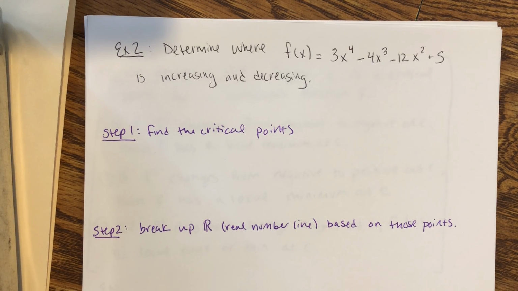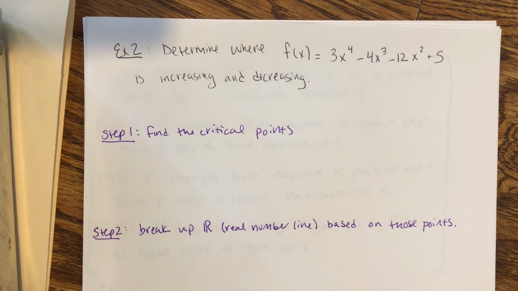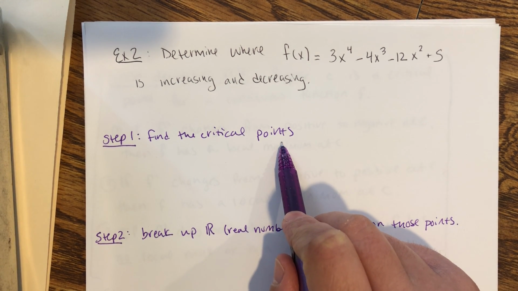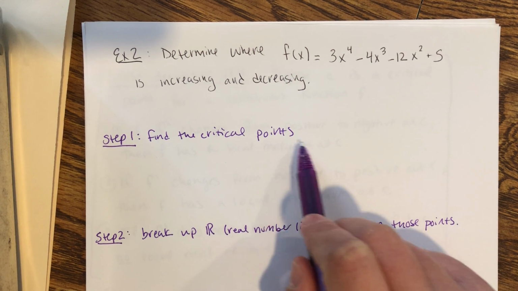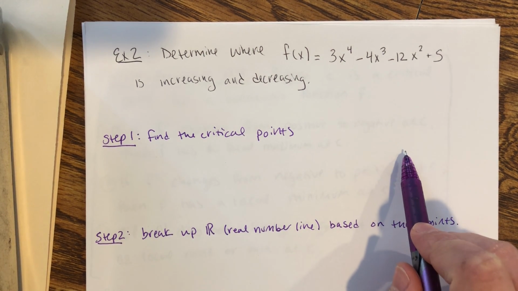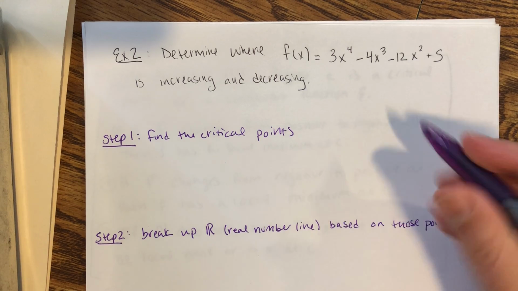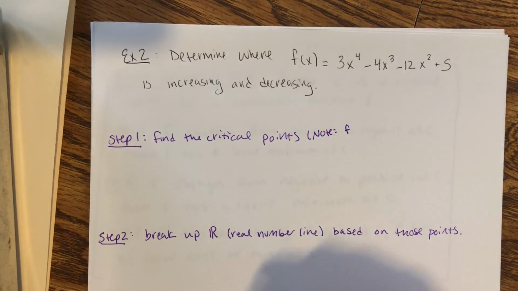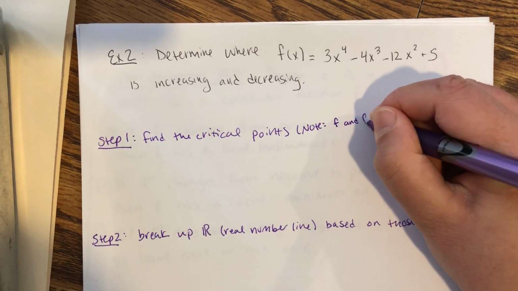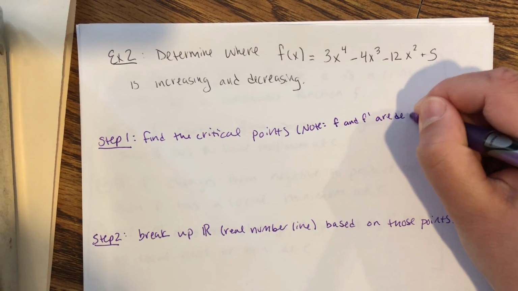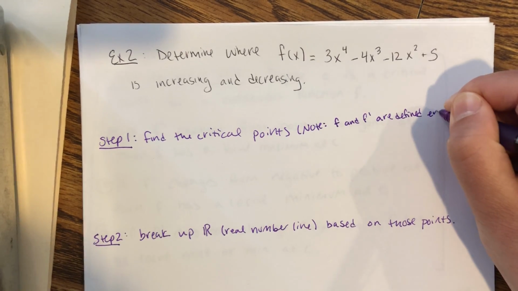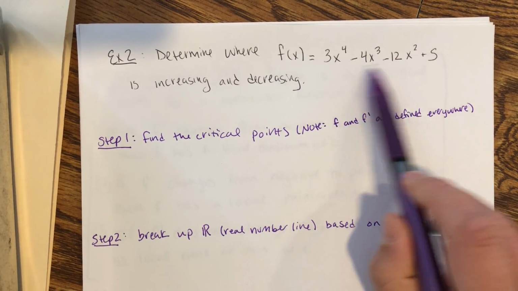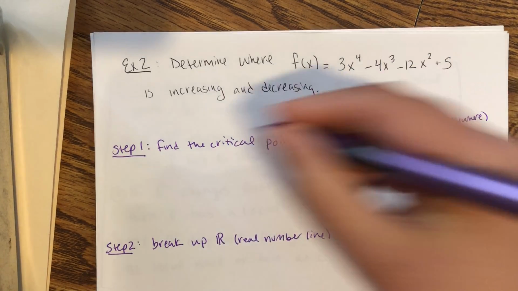So the first thing that we're going to want to do is find the critical points. Now remember, in general, the critical points are the places where the derivative is either equal to 0 or the derivative is undefined, but the original function is defined. Now since f is a polynomial, that means both f and f prime are defined everywhere. So all we need to worry about for this problem in finding the critical points is figuring out where f prime of x is equal to 0.